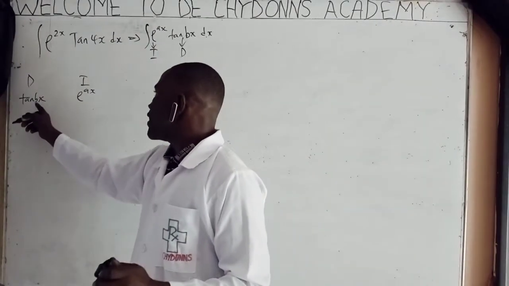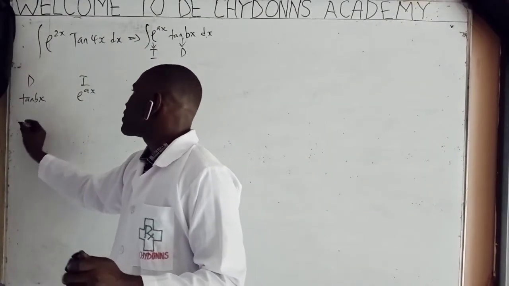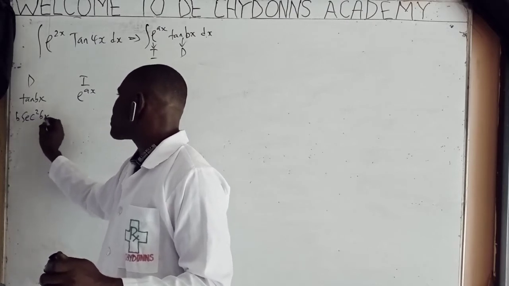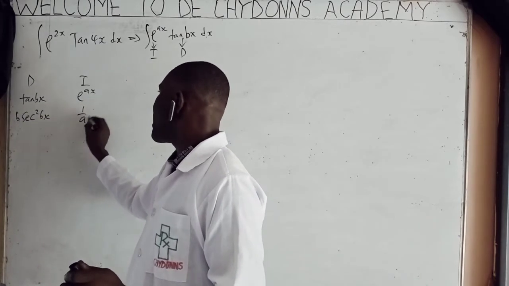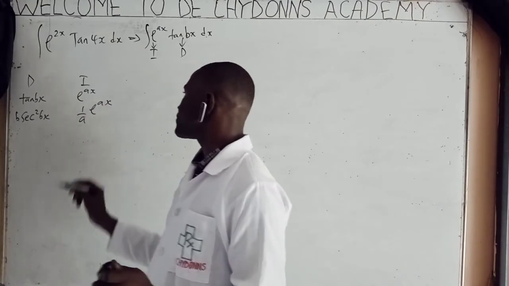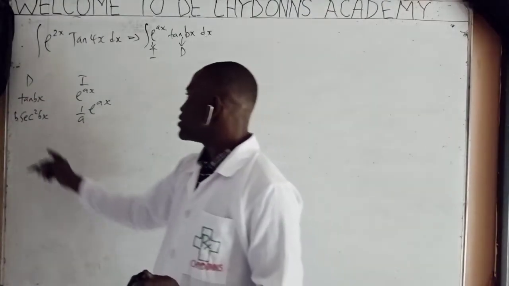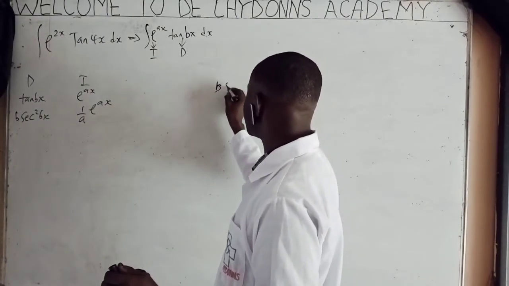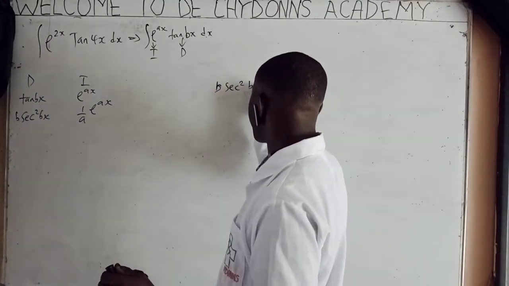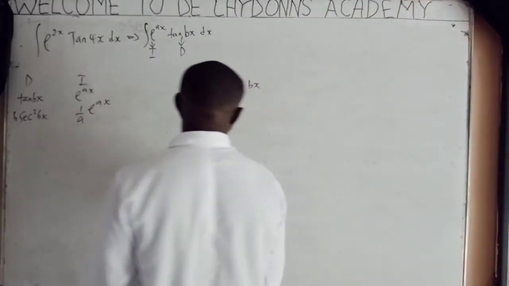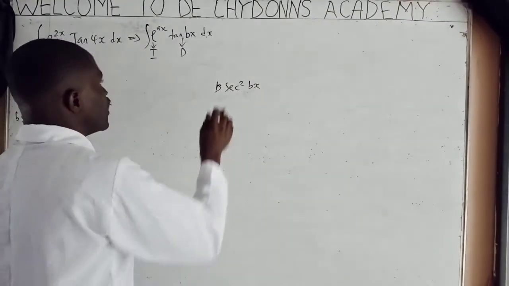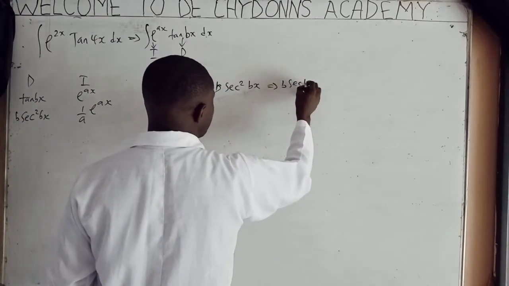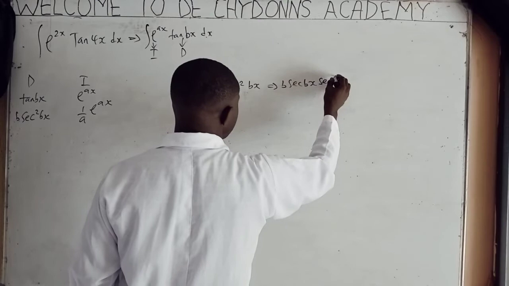Now, this means differentiate this. It will be giving you b sec square bx dx. Integrate this: 1 over a exponential ax. You come again. Differentiate this. If you have to differentiate b sec square bx, see what it will be giving you. It will be b sec bx times sec bx tan bx.